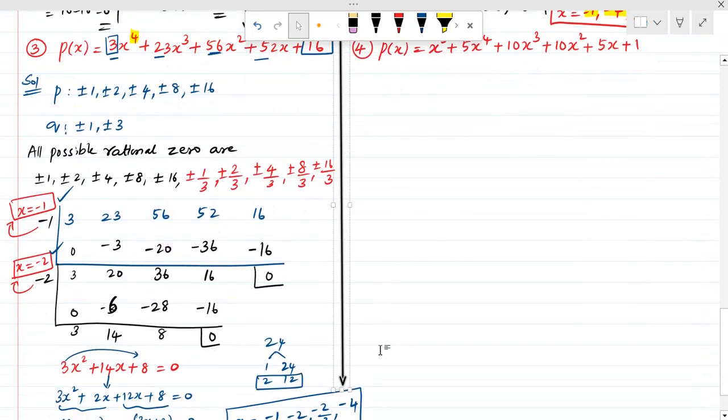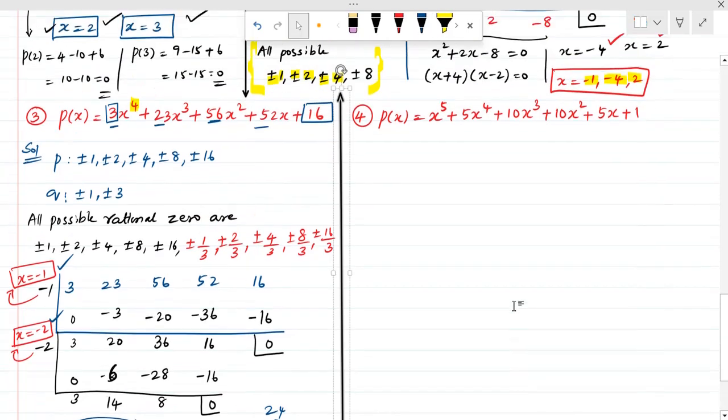So let us solve the last problem of this video. Here we have x to the power 5. So you will have 5 zeros. Let us check one by one.